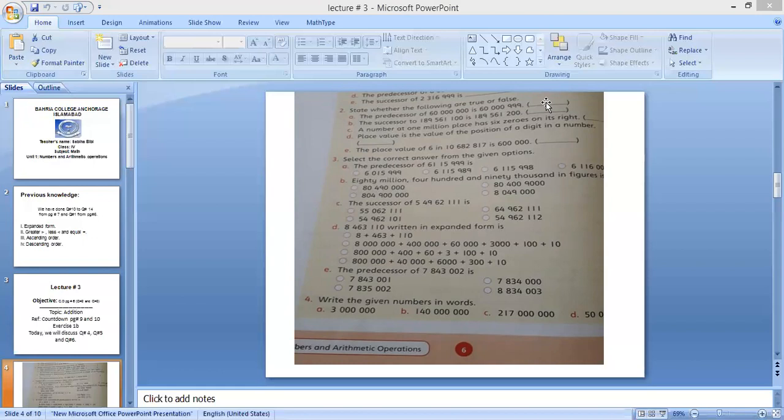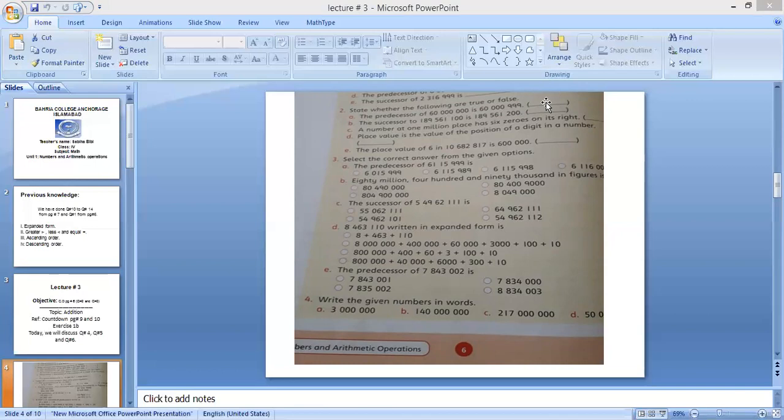Okay, come to the next one. B: The successor of this is this. Either the successor is this or not. You can check by working. For successor, you will add 1 in unit place. Then what do you get? Is this your right answer or wrong? Is it true or false? Yes, it's false. You will put here false. Do working for successor, then you can check.